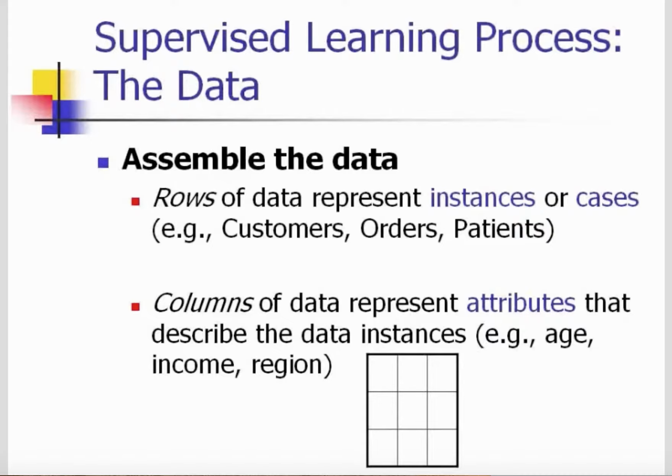We said that the first step in the supervised learning process was to assemble our data. We want to talk a little bit about what our data looks like. Our data typically would be a set of rows, each row representing an instance or a case, just like a relational database or perhaps even an Excel spreadsheet. The rows might represent customers, they might represent patients, orders, they might represent the entities that we want to analyze. The columns of the data represent attributes about these entities. They are values that describe the data instances.